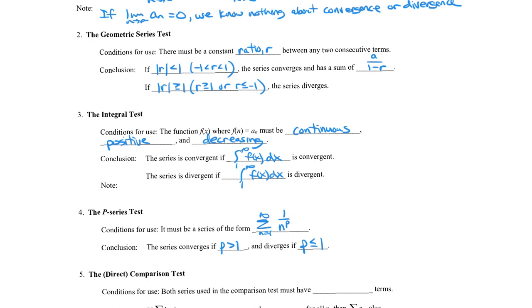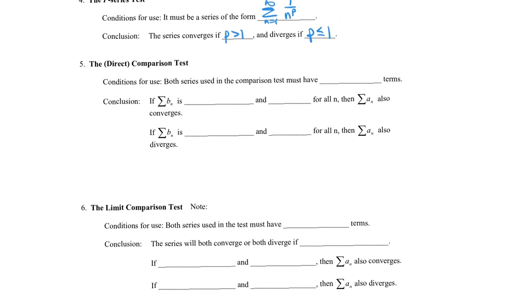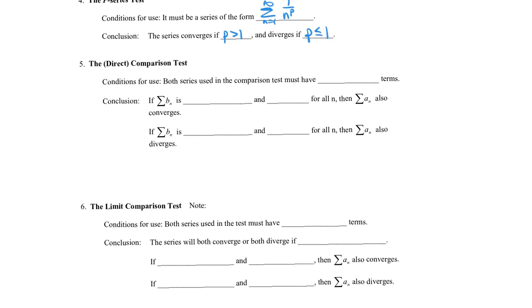Okay, so that got us through 11.3. Got the first 4 tests out of the way. And then we have the direct comparison test. So section 11.4, we had 2 comparison tests for the direct comparison and the limit comparison. So for the direct comparison, conditions for use, both series and using the comparison must have positive terms.